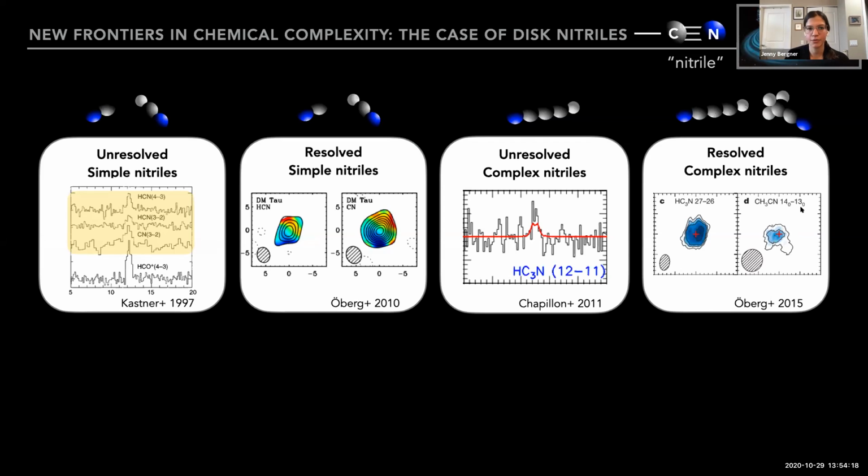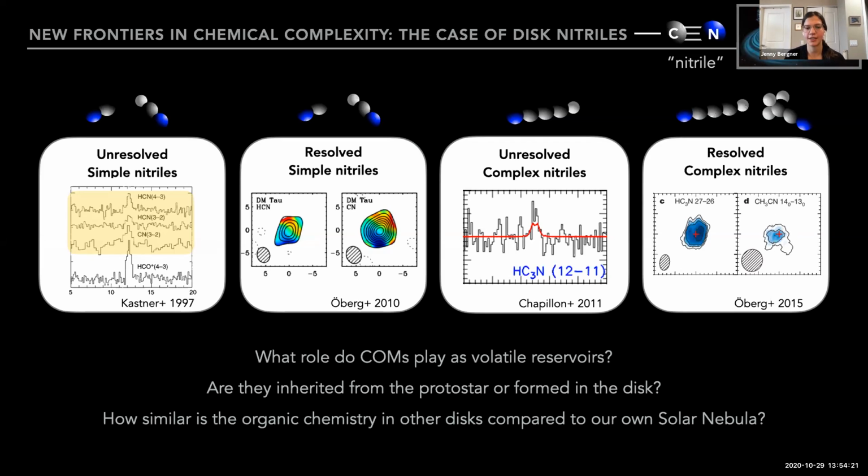Because this is so recent a capability, we're only beginning to really explore questions like what role do these more complex species play as volatile reservoirs within the disk? Are they inherited from the protostellar stage, or are they actually formed in situ in the disk? And how similar is this organic chemistry in other disks compared to our own solar nebula? Until recently, this one detection of these complex molecules in a disk was the only detection that we had. And so expanding the sample size was a high priority in order to address some of these questions.